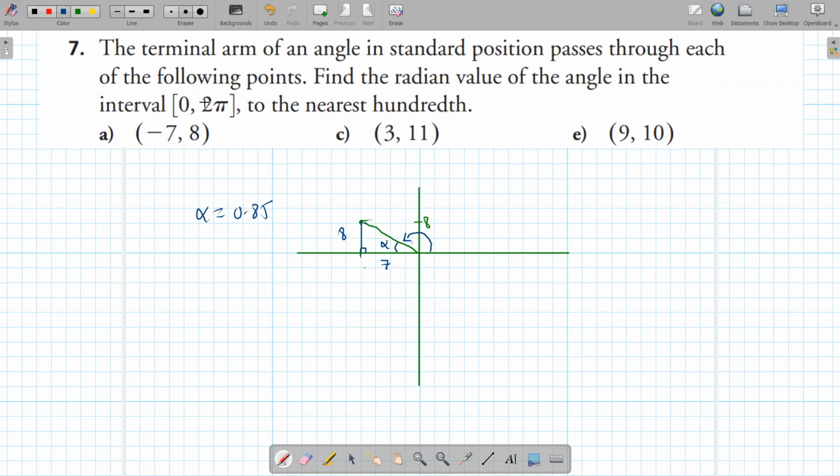But we're not looking for alpha. We're looking for theta, right? The principal angle. And that whole thing is going to be pi. Pi, exactly. So that means our theta is going to be pi minus alpha, or 3.14159, whatever it is, minus 0.85.